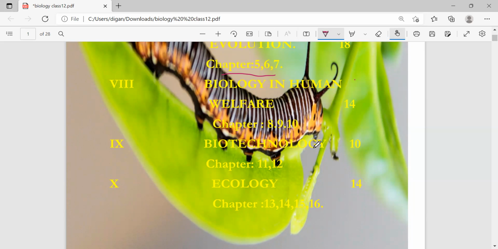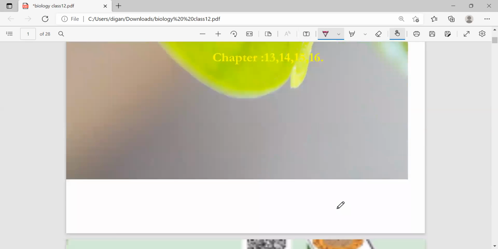The next unit is biotechnology. Chapters 11 and 12 come under this unit and it will carry a total of 10 marks. And the last unit is ecology, and chapters 13, 14, 15, 16 come under this unit and it will carry a total of 14 marks. Now, start the first chapter.